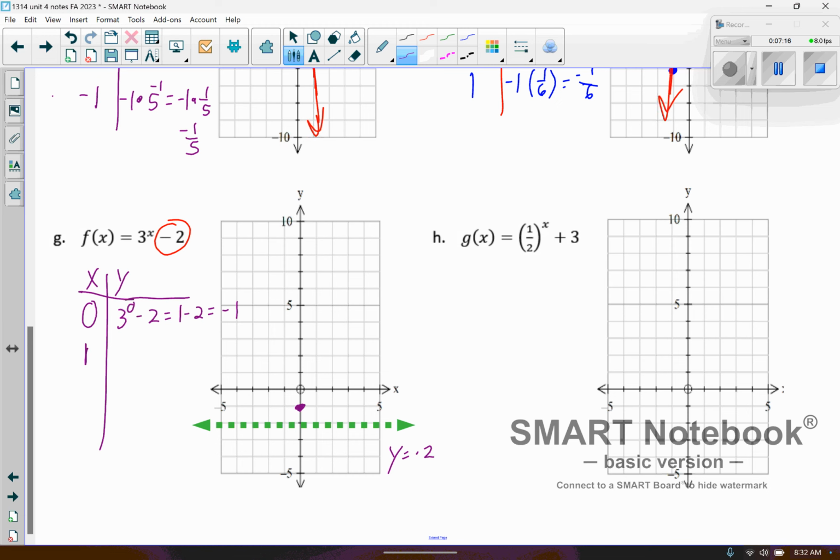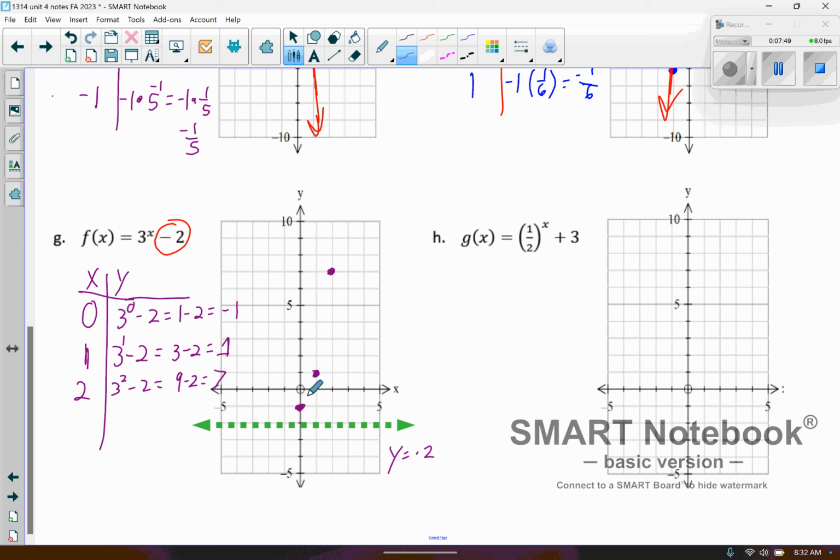Then let's plug in a 1. 3 to the power of 1 and then minus 2. So you're going to get 3 minus 2, that equals 1. So at 1, we're at 1 up here. And if you want to keep going, you can. It's just going to start going up at a faster rate. What about 2? You'll get 3 to the power of 2 minus 2. So you're going to get 9 minus 2, which is 7. So at 2, we're all the way up here at 7.